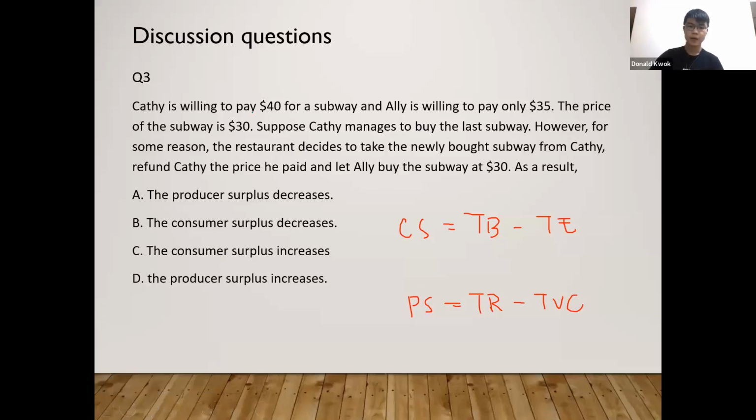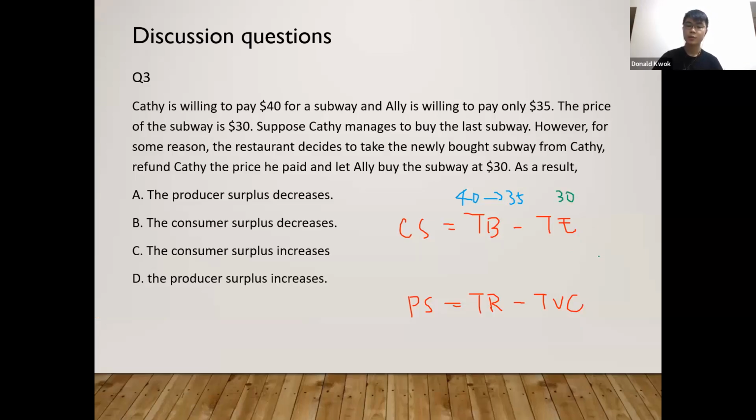So let's see. Kathy is willing to pay $40 for a Subway, while Ellie is only willing to pay $35. So if the buyer of this Subway changes from Kathy to Ellie, then the total benefit from consumption would decrease from 40 to 35. How about the total expenditure? Because no matter whether Kathy or Ellie buy the Subway, the price is still at $30, right? So the total expenditure is the same, 30.